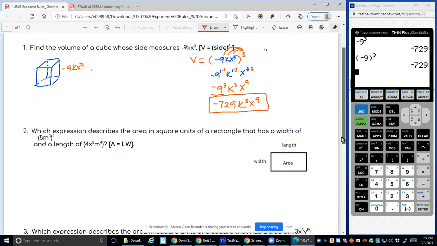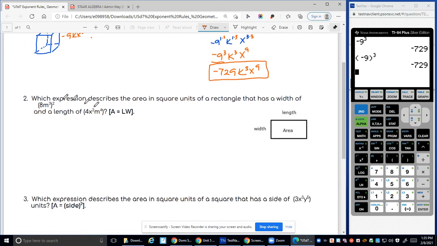Let's go right here to the next one. This one is super duper important. If I was to understand one of these 4, this would be the one. You are going to see this. Hint, hint. Which expression describes the area in square units of a rectangle that has a width of 8m to the third power, all of that squared, and a length of 4x squared m to the 4th?